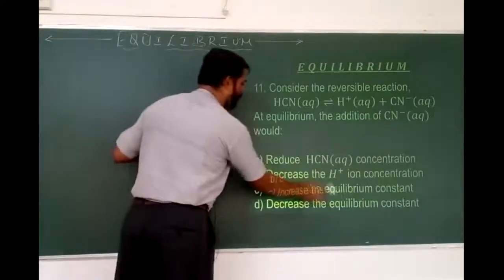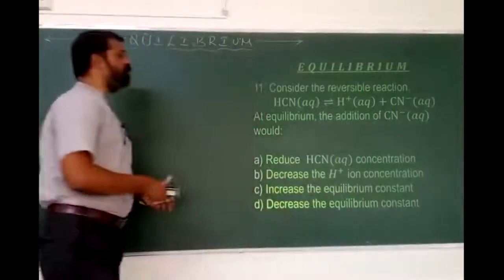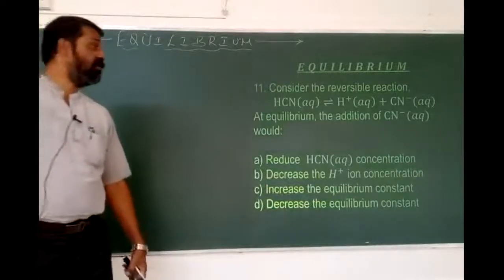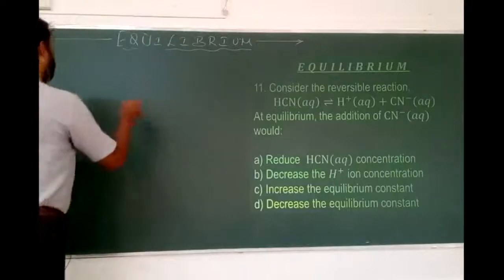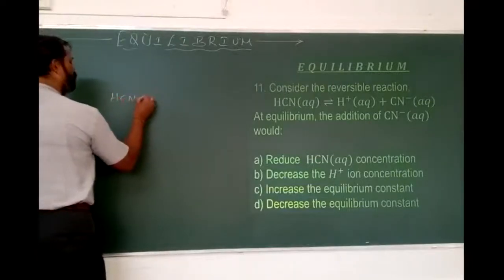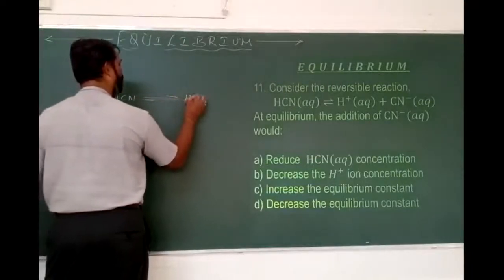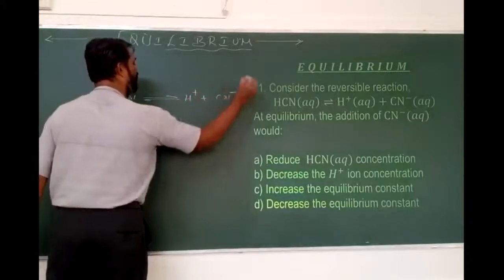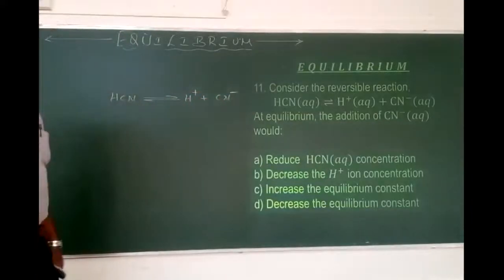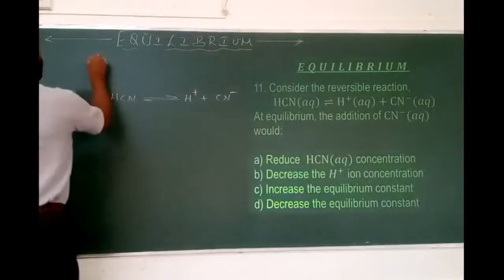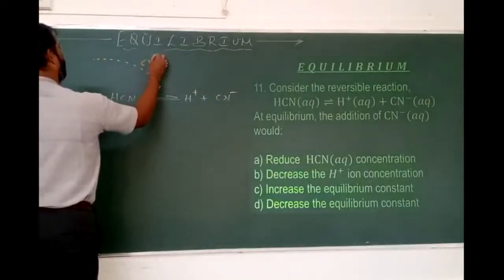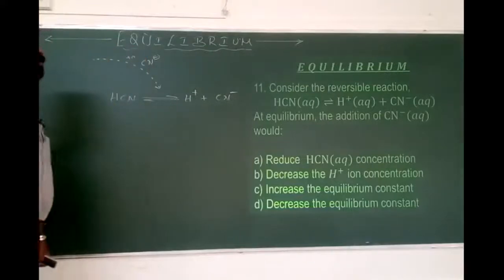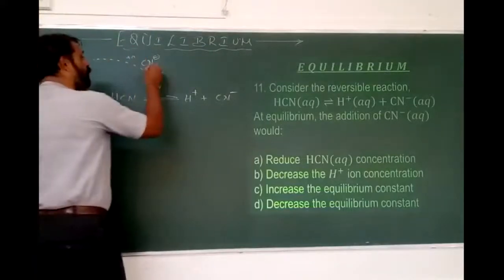Consider the reversible reaction. What's that? HCN gives rise to H plus plus what? CN minus. At equilibrium, the addition of CN minus would do what? HCN gives rise to H plus plus CN minus, is one reversible reaction. Here we are adding the what? CN minus. Addition of what? CN minus. CN minus is actually the product.